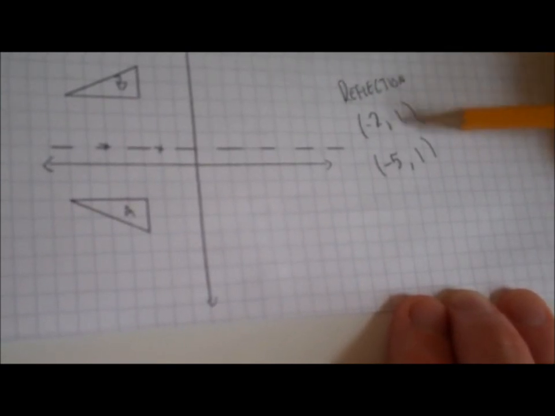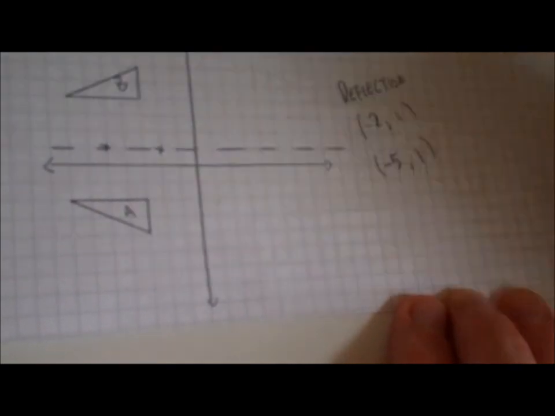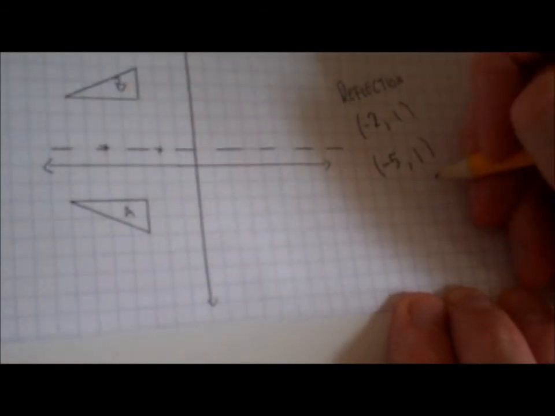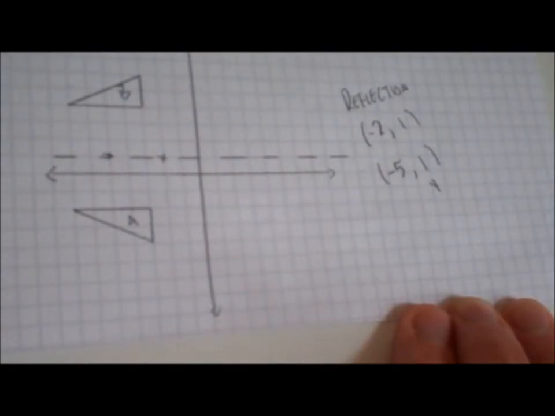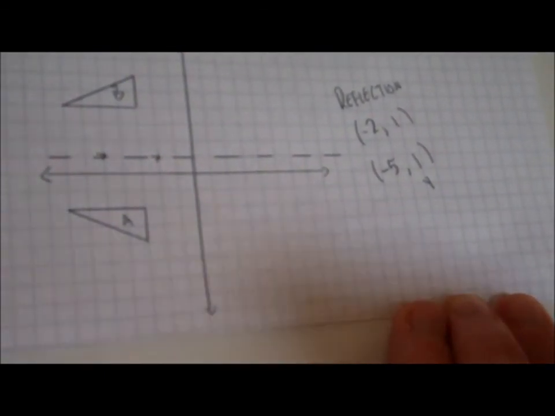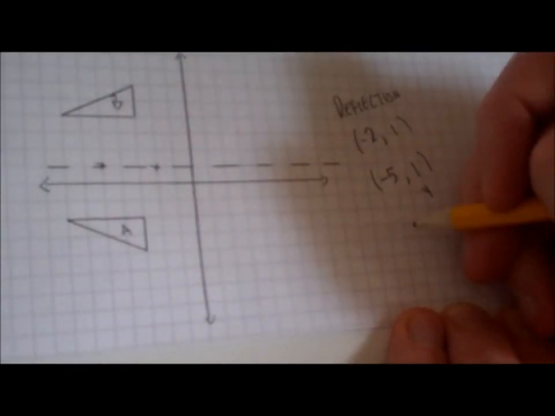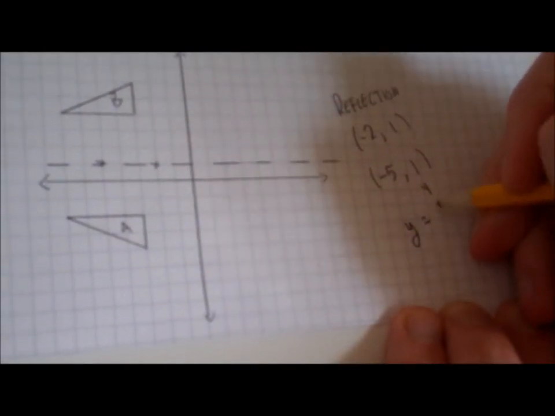Now all I need to do is look at the common element between my coordinates. And I can see that 1 appears both times here, so that's the common element. The 1 here is in the y position. So to describe this transformation fully, I know that it's a reflection and it's through the line y equals 1.